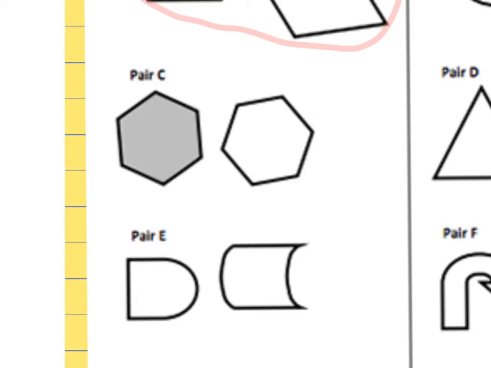First of all, let's count the sides. 1, 2, 3, 4, 5, 6 is a figure with 6 sides, a hexagon. What about the other one? 1, 2, 3, 4, 5, 6. Well, they do have the same size, they do have the same shape, but they are in different colors. This is black and this is white, but it doesn't matter. Color doesn't define congruency.